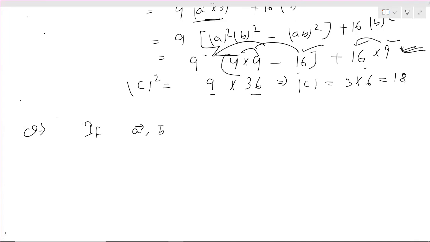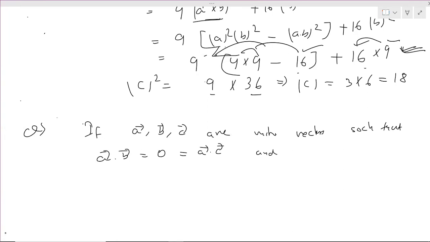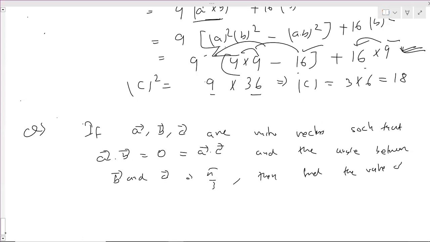If A, B, and C are unit vectors such that A dot B equals 0 equals A dot C, and the angle between B and C is pi by 3, then find the value of mod of A cross B minus A cross C. All right. Think about this question. This is a good question.